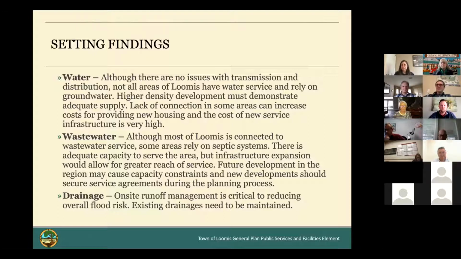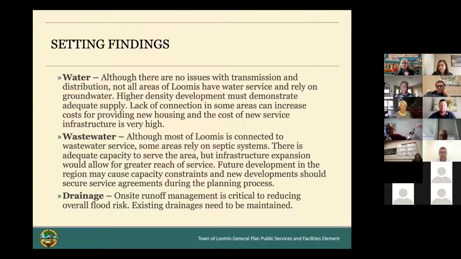So going back to wastewater, Placer County Municipal Utility District offers the wastewater service. And they too have a very extensive online mapping system. You can actually go into their website and click on a street and they'll tell you exactly what's in there in terms of the pipe sizing, any manholes or any other infrastructure they have. So most of Loomis is connected to wastewater service, but there are areas that rely on septic systems.